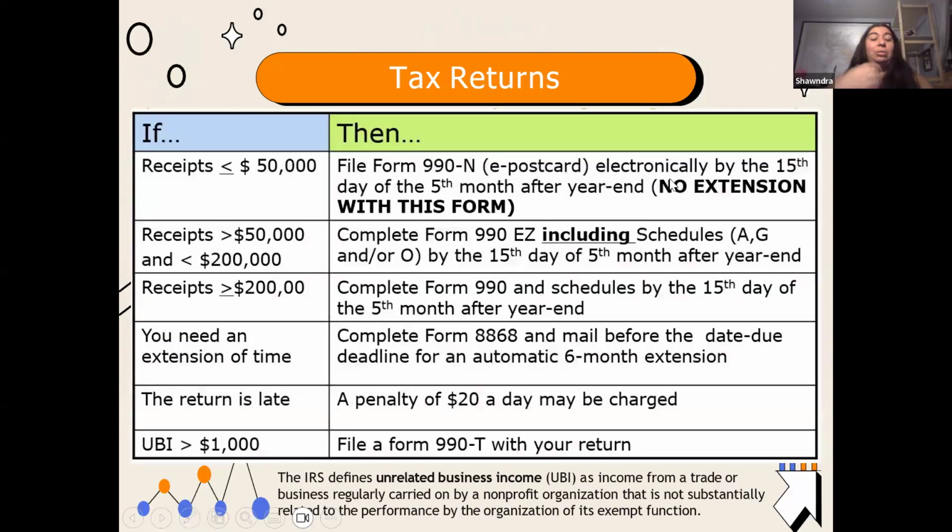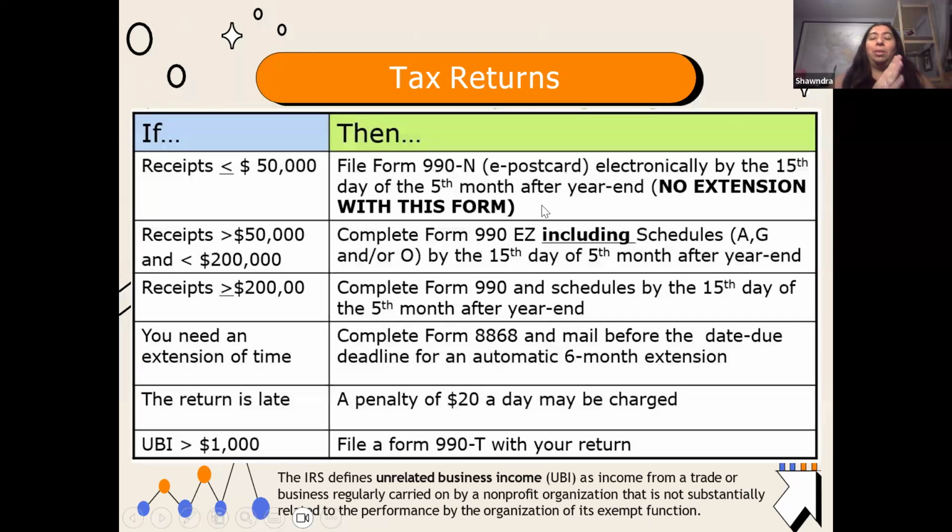All right, tax returns. So this is just a quick little table to explain what tax returns you would likely need to file. If you bring in less than $50,000, you're likely going to have to file the Form 990N, or what is known as an e-postcard. That is due electronically by the 15th day of the 5th month after your year end.